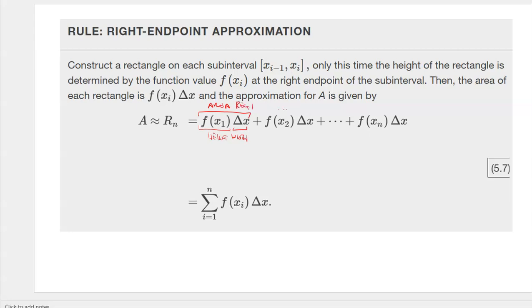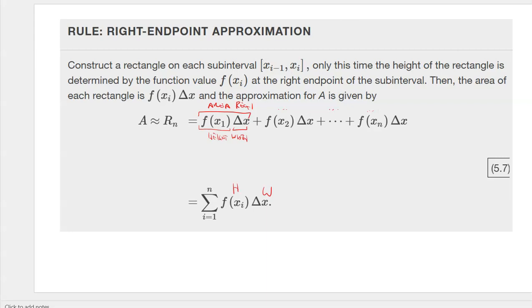And if I keep doing that for however many rectangles I have, and then I add them up, I get the area of the whole thing. So in my sigma notation, my n is the number of rectangles, the delta x is the width, and the f of x sub I is the height of each one, all added up.